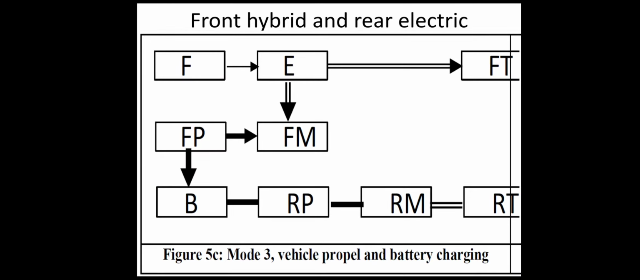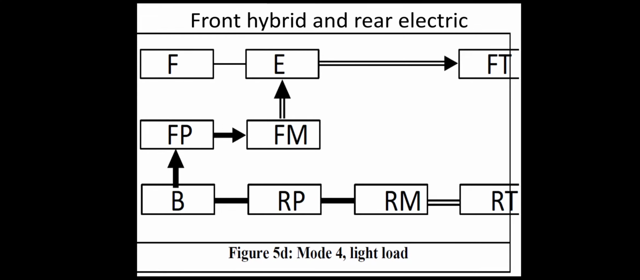Next is the normal driving mode. The IC engine delivers the power to propel the front wheel, and to drive the first electric motor as a generator to charge the battery as well. Now the fourth mode, the light load mode. During the light load, the first electric motor delivers the required traction power to the front wheel, and the second electric motor and the IC engine are in the off state. So this is the fourth mode.